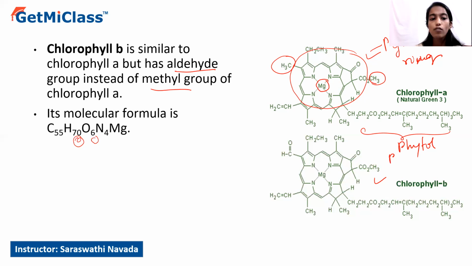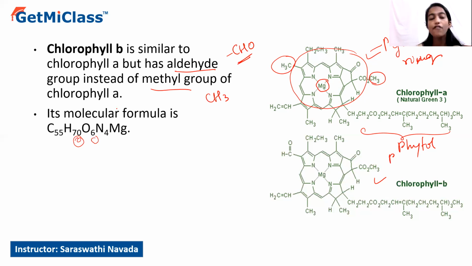That is because in chlorophyll A, a methyl group CH3 will be there. In case of chlorophyll B, CHO, that is an aldehyde group, will be there. So the number of hydrogen will be fewer and oxygen will be more than that of the chlorophyll A molecule. So that is the only difference between chlorophyll B and chlorophyll A.